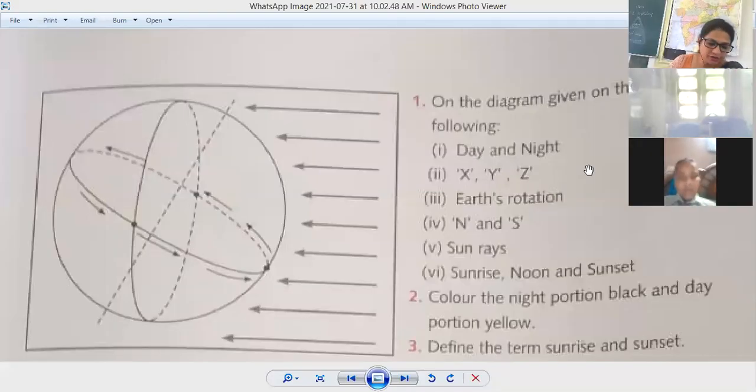Good morning, everyone. Now, chapter 3, motion of the earth. So, let's do the map activity of this chapter. First, on the diagram given on the left, insert the following. Here, day and night. First you write down day and night.